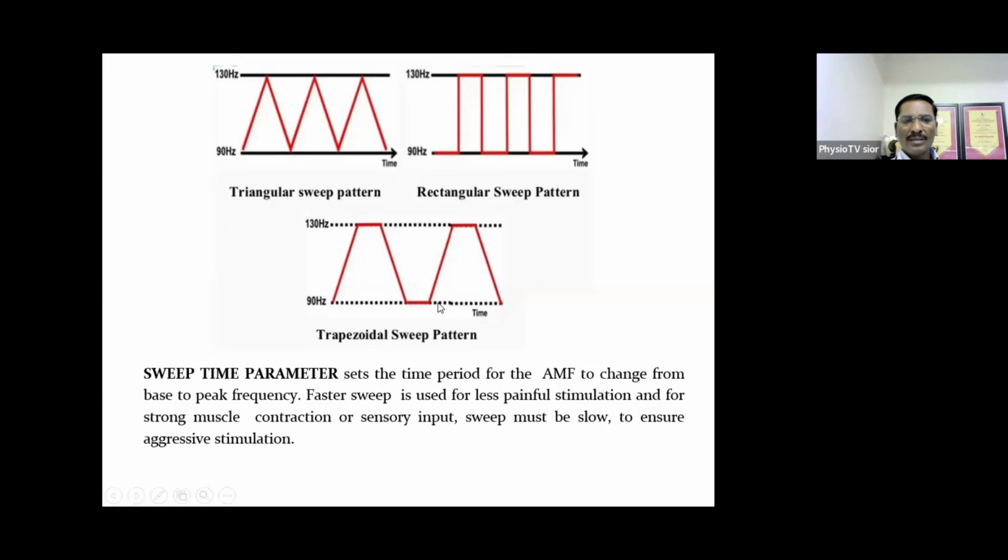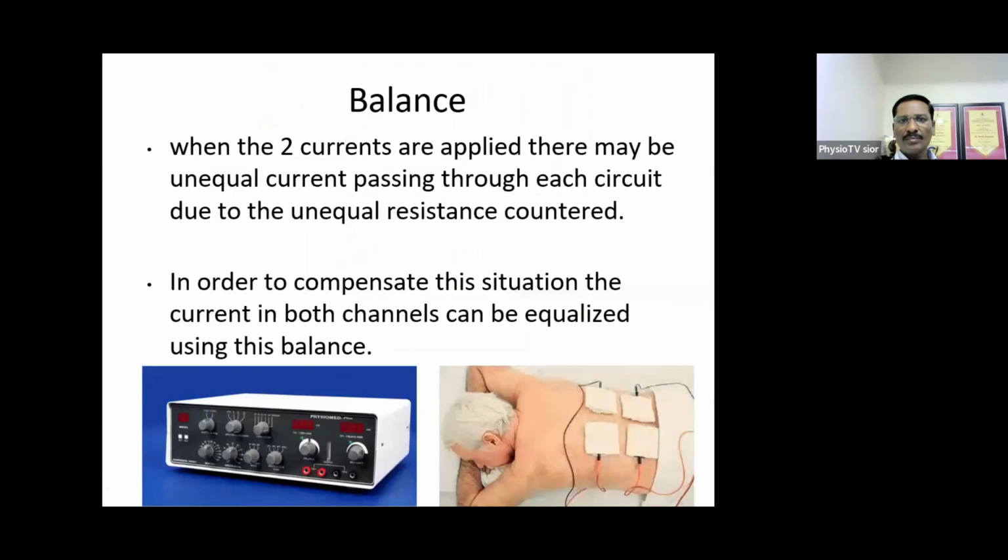Now coming to the sweep contours. If the intensity is increasing gradually, then it results in a triangular waveform. If the frequency rises rapidly, is maintained for some time and falls suddenly, this type of rise and fall will lead to a rectangular sweep pattern. And in trapezoidal, there is a gradual increase, it is maintained for some time and gradually falls. So this results in a trapezoidal sweep pattern.